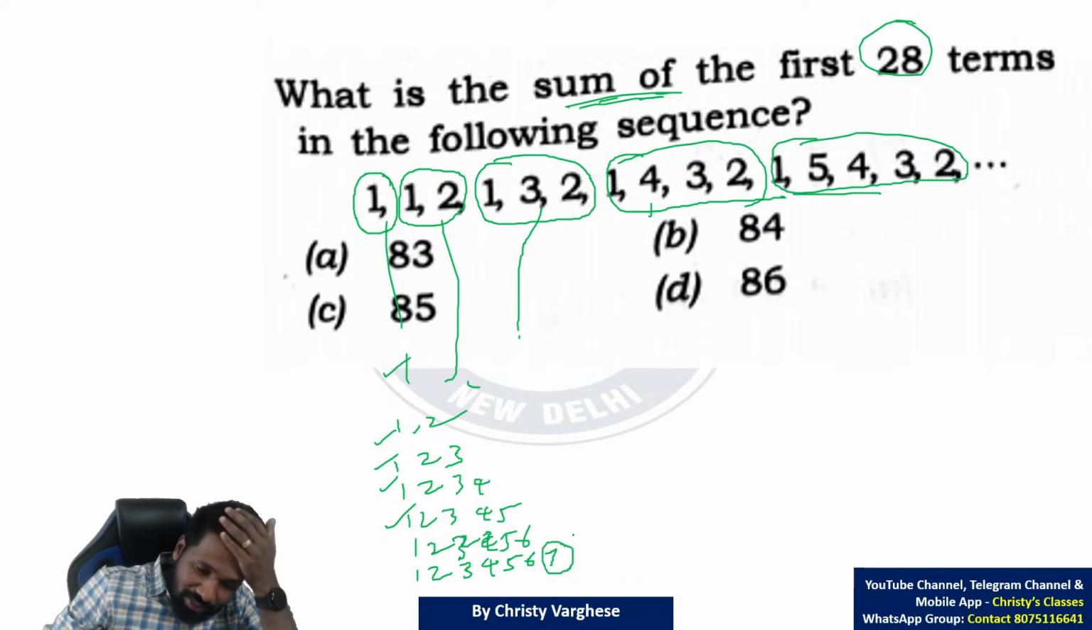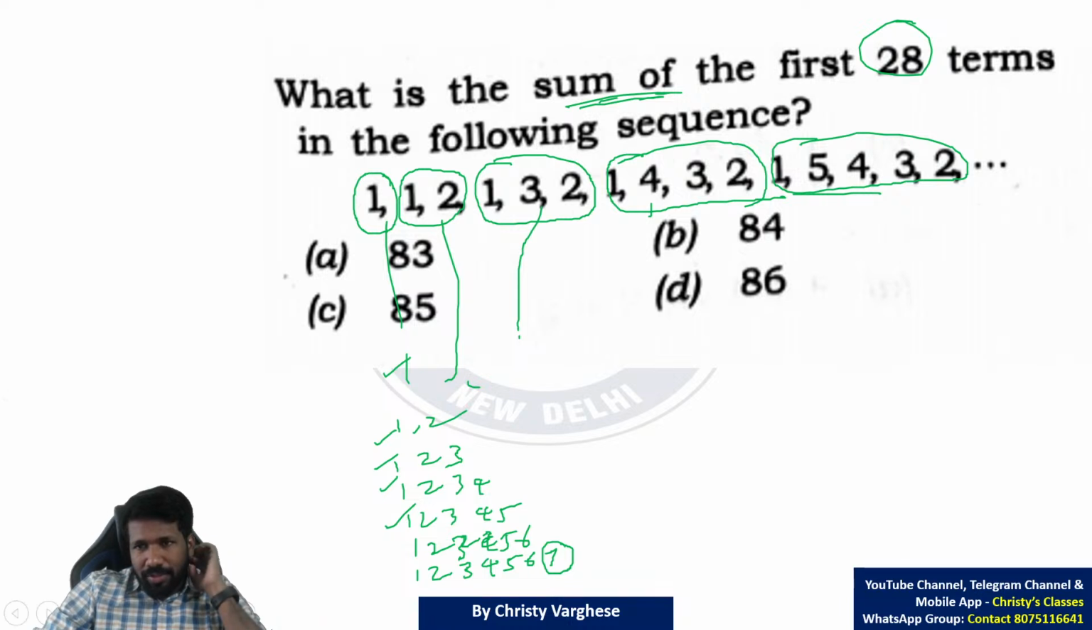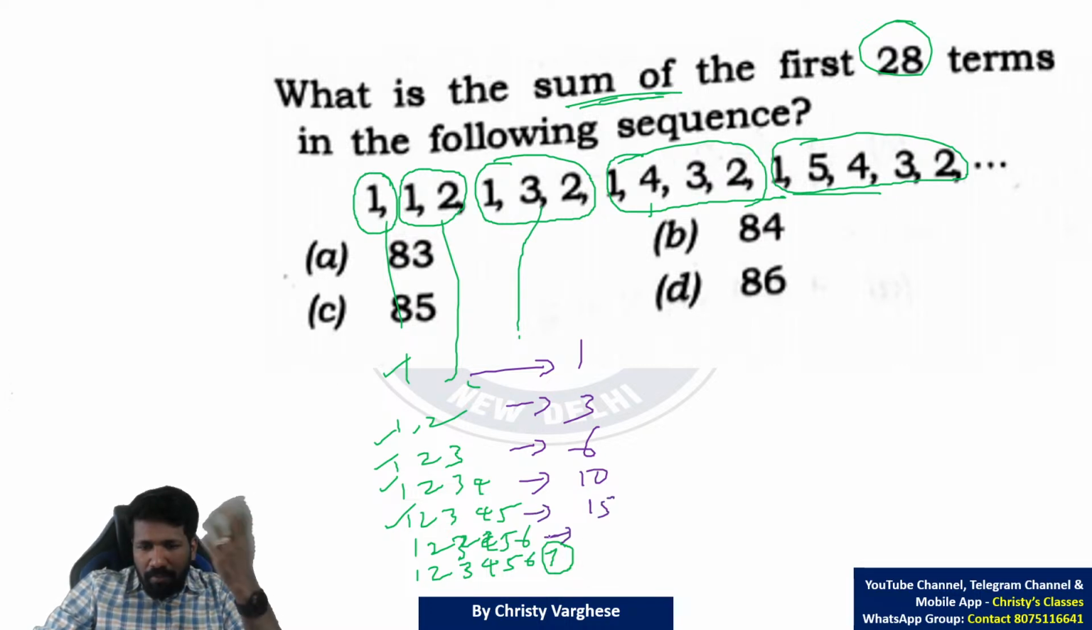But the question is not asking which is the 28th term. The question is asking what is the sum of all these. The sum of all these you can actually write as: 1, 1 plus 2 is 3, 1 plus 2 plus 3 is 6, 1 plus 2 plus 3 plus 4 is 10, 1 plus 2 plus 3 plus 4 plus 5 is 15. You can use the formula if you want, but you can just add it. That itself is easy. Plus 28.